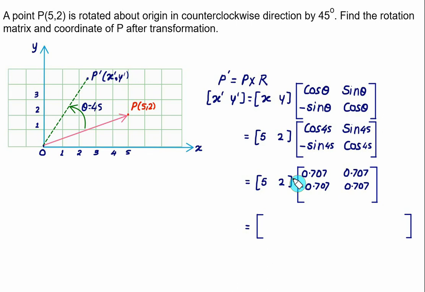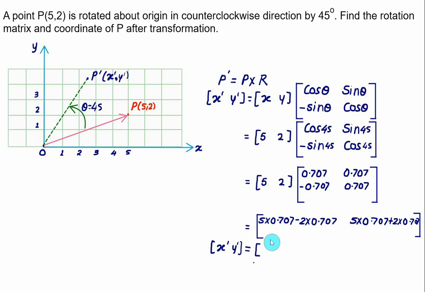So let's carry out the product here. We have 5 into 0.707, then 2 into minus 0.707, so we have minus 2 into 0.707. Then we have 5 into 0.707, and 2 into 0.707, so we have plus 2 into 0.707. So solve this and you will get your coordinate of x prime, y prime.